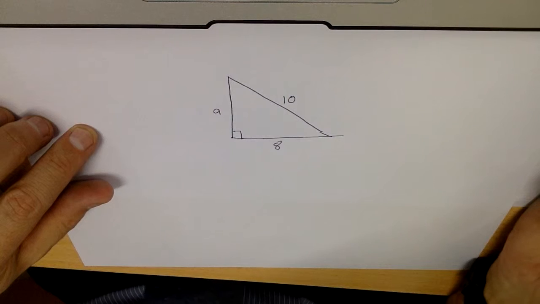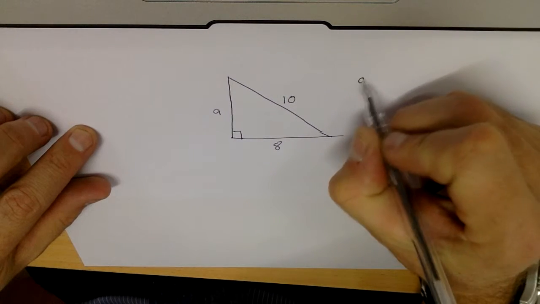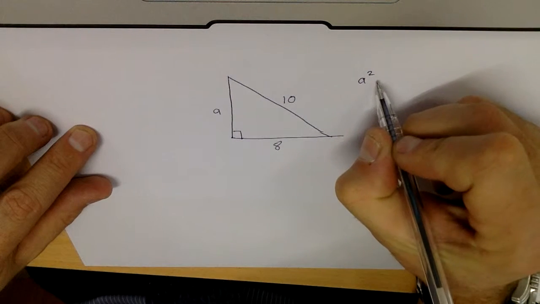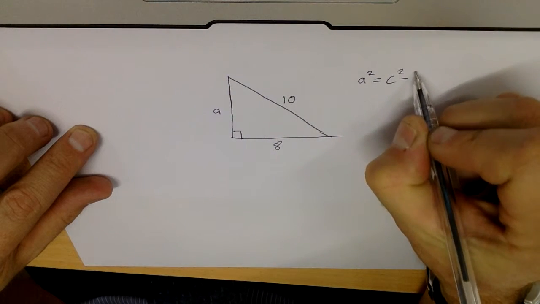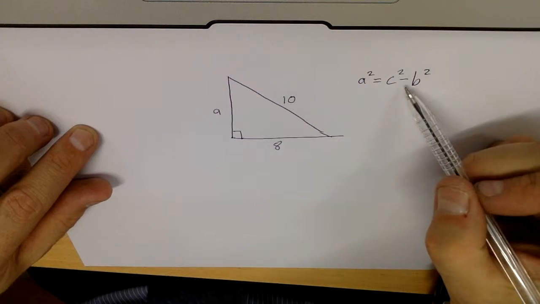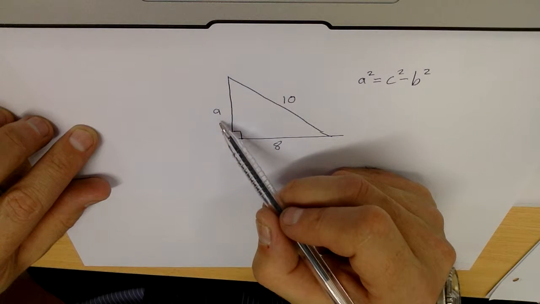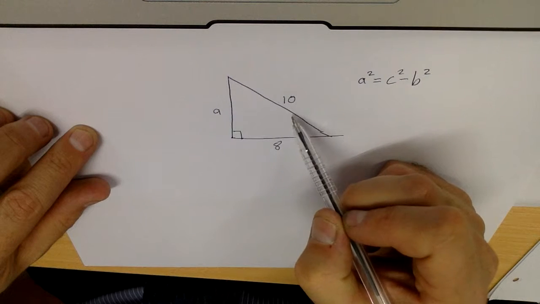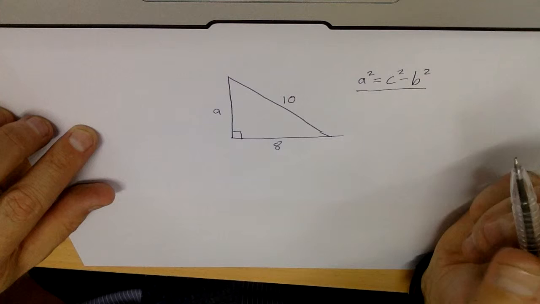The way we do this, and we've done this in class, is by using the equation that is similar to Pythagoras' normal equation, but we've got a squared equals c squared minus b squared. You will remember that normally there's a plus in there, but we've rearranged the equation to find a straight side because normally we're trying to find the hypotenuse. So now that we know that we're using this equation, we need to label our sides.